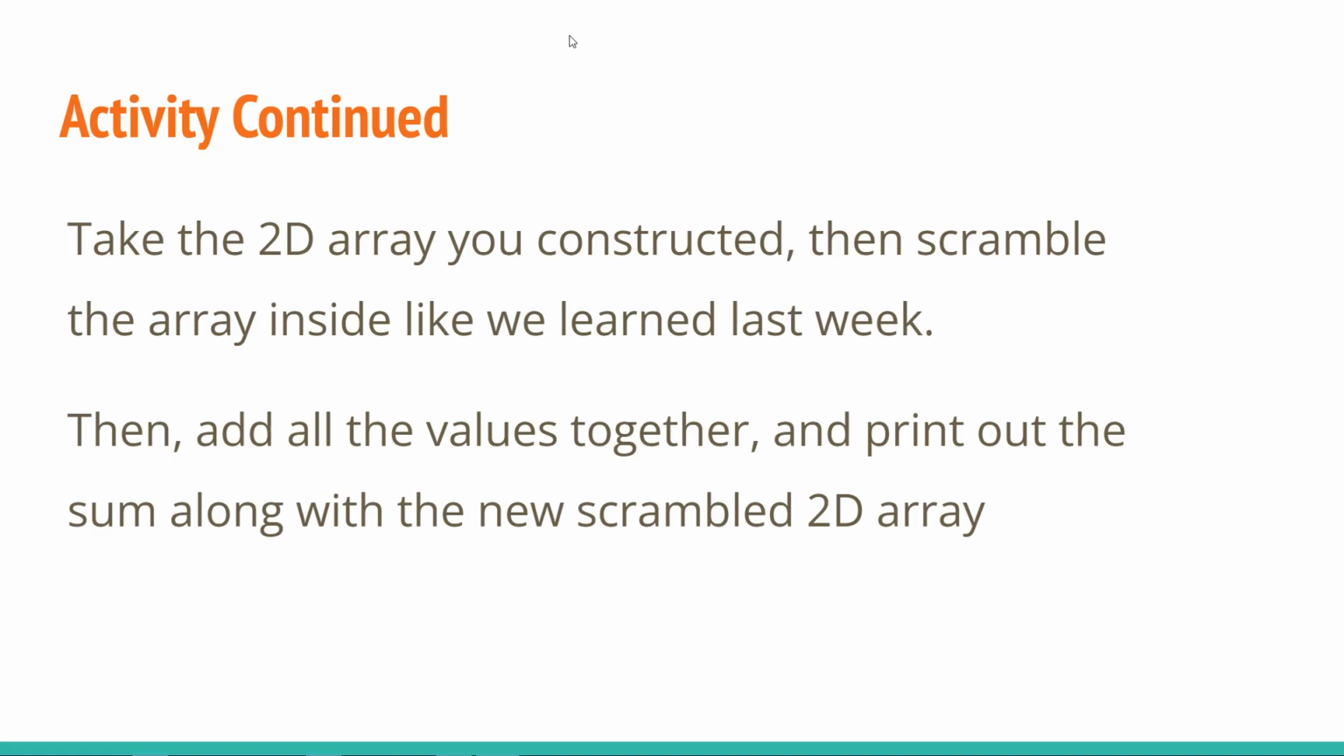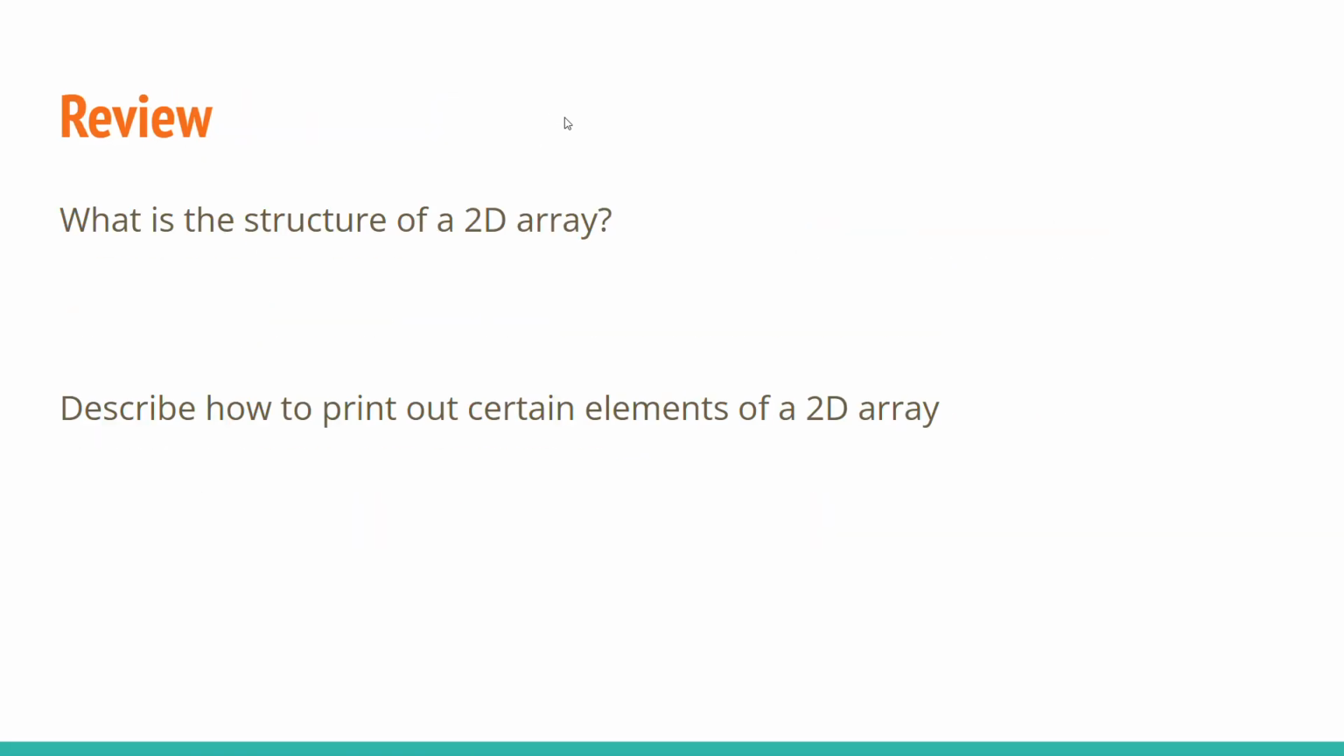You might actually notice that the sum should be the same since we're not actually adding or subtracting any of the elements. We're just mixing up the positions. So the sum should be the same either way, but when you print out the 2D array, they should look fully different because they're all scrambled up. So once you've completed that, we'll do some review.